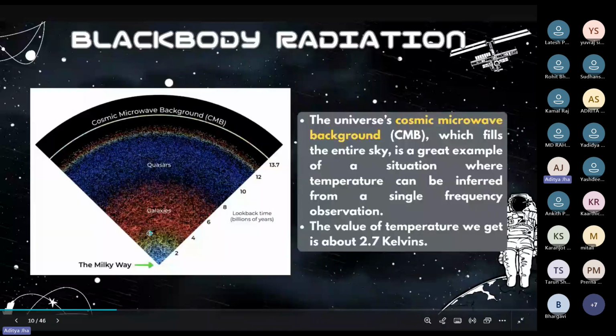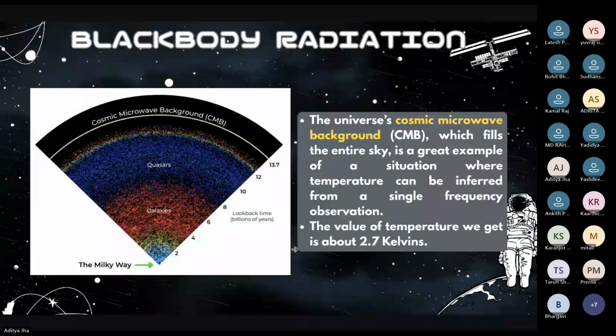And another application of the thing I mentioned in the previous slide is the universe's cosmic microwave background, which fills the entire sky. I will talk about the cosmic microwave background in the upcoming slides. This is a great example of a situation where temperature can be inferred from a single frequency observation. The cosmic microwave background is basically these EM waves and this light that is pervading throughout the entire space, and it's been there since the Big Bang.